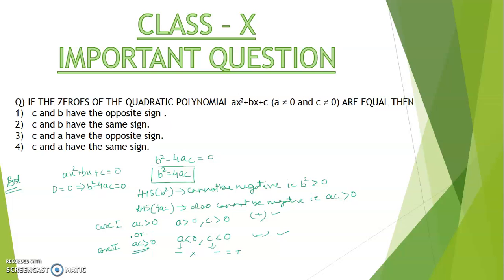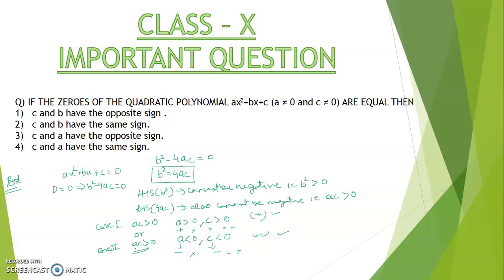When AC is greater than 0, this means there are two possibilities. A will be greater than 0 and C will be greater than 0. This means A is positive and C is positive. So positive into positive is equal to positive. Case 2, AC is greater than 0. This means A will be less than 0, negative, and C less than 0, negative.